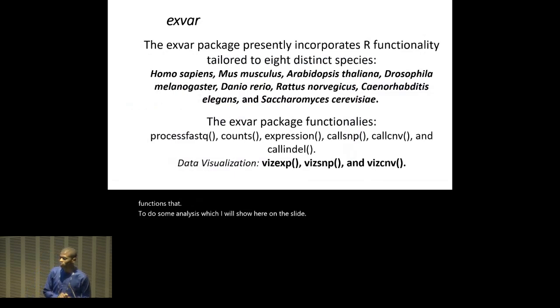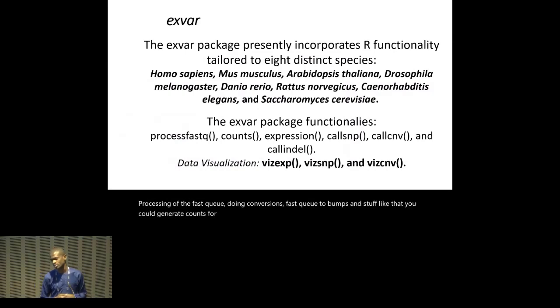So you could do your processing of the FASTQ, doing conversions, FASTQ to BAMs and stuff like that. You could generate counts for your gene expression data. The input is basically RNA data, right? So you can do things like differential gene expression analysis with it. You can call your SNPs, call your copy number variants, call indels on the analysis side.